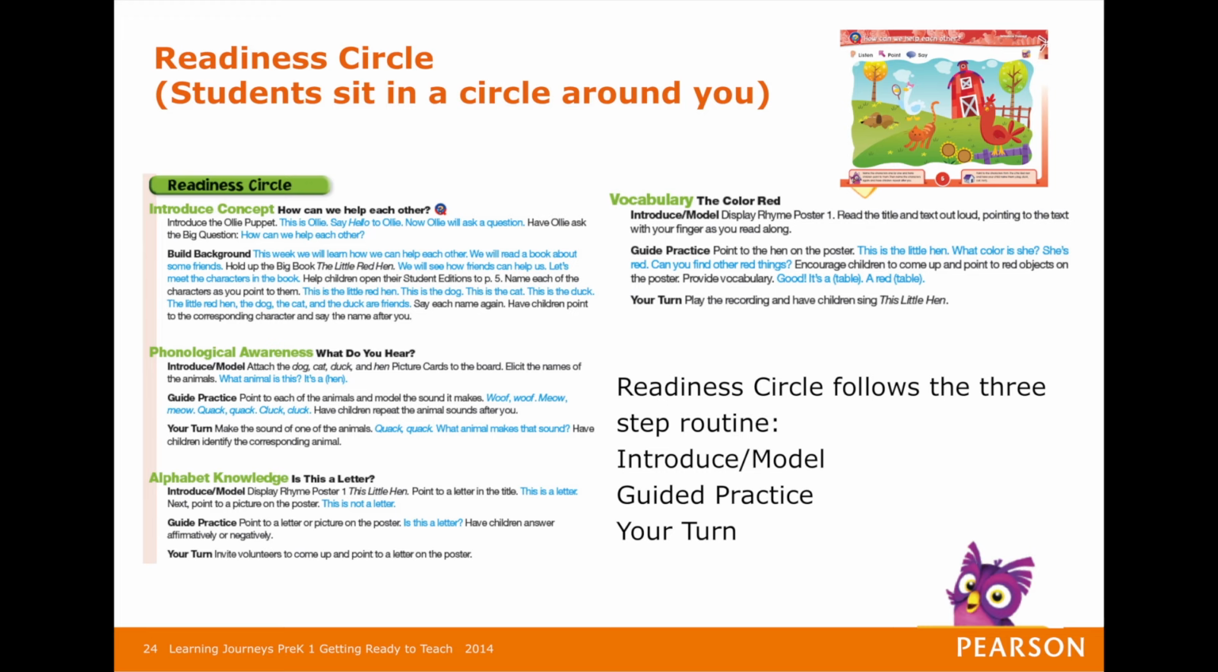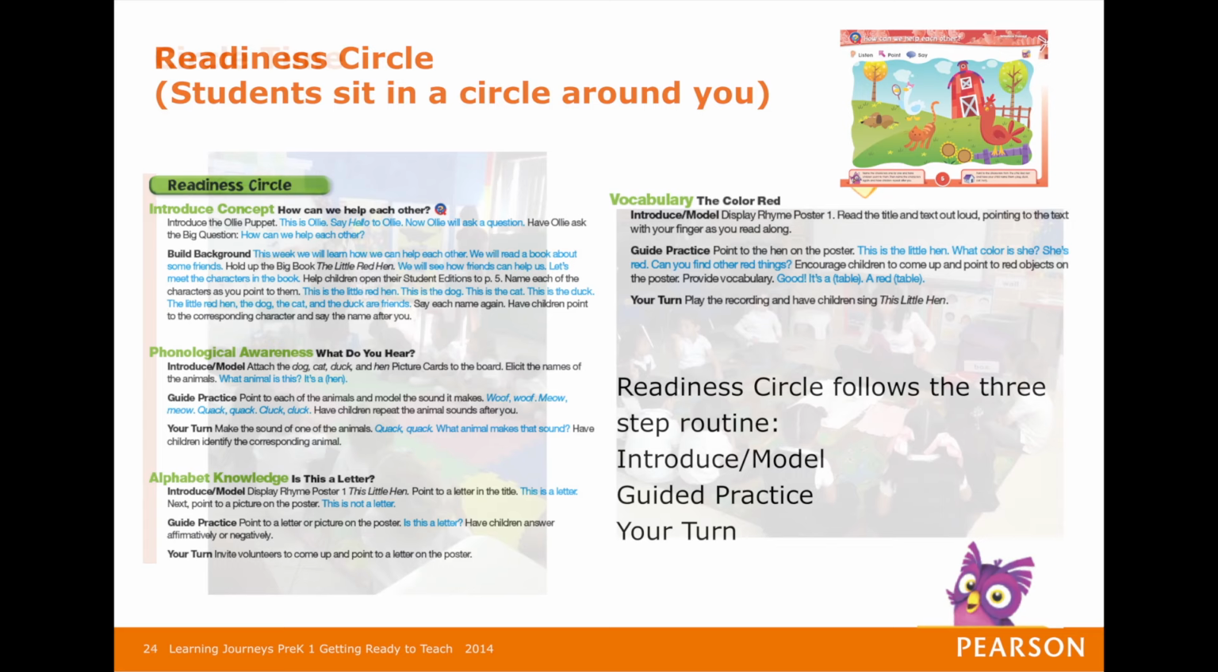She is red. Ask children to find other red things on the poster. As they do, provide the vocabulary. Good, it's a table. Your turn. Repeat the poem with the children. If you have time, repeat the poem several times.